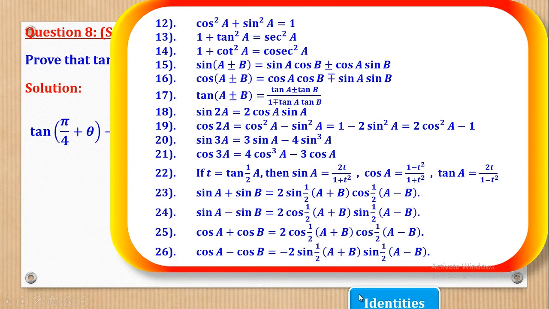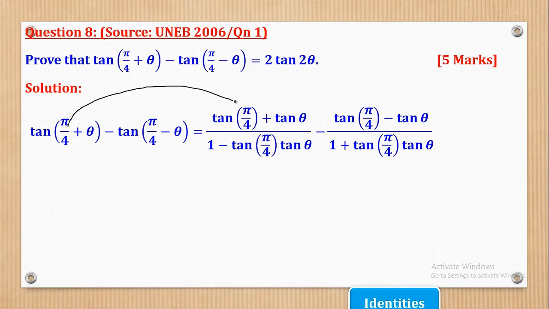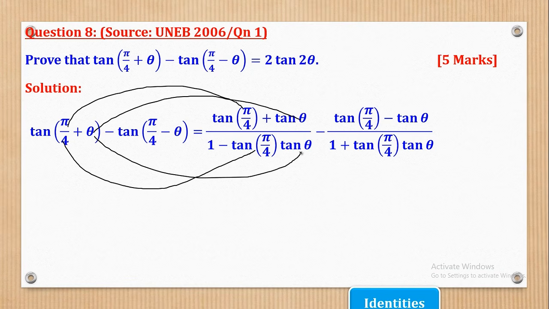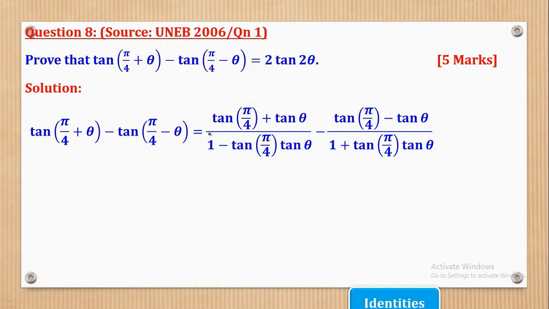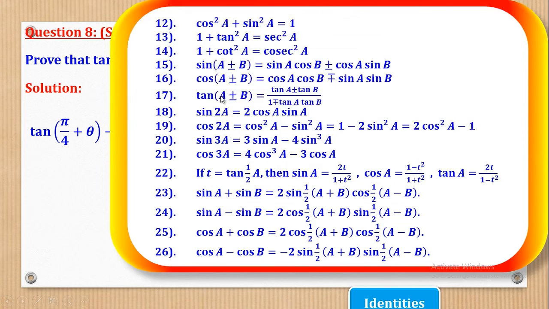B. So when you come here, our A is pi over 4 and our B is theta over 1 minus this and also that. That is when it is A plus B. What if it was A minus B? We shall still go back to the identity and say that tan A minus B is equal to tan A minus tan B over 1 plus tan A tan B.